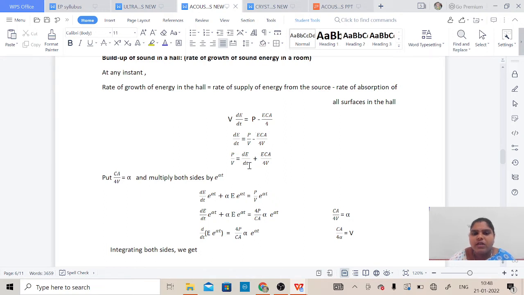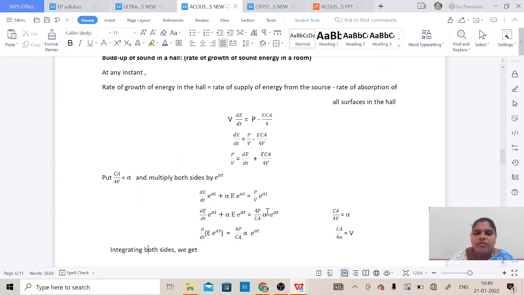P by V equals dE by dt plus this term. Now we are taking CA by 4V as alpha and multiplying both sides by e power alpha t. We are doing the same thing here: dE by dt e power alpha t plus this term, alpha into e power alpha t, equals P by V e power alpha t.